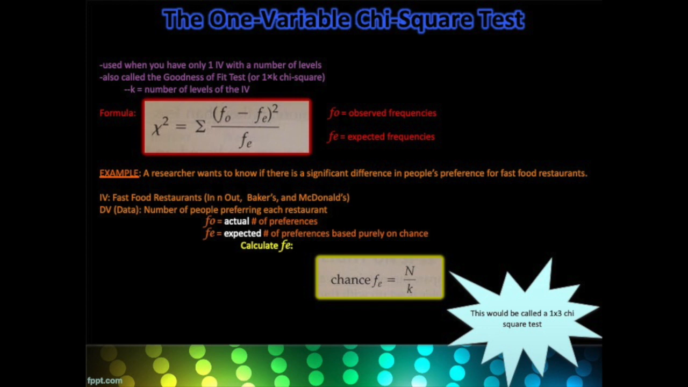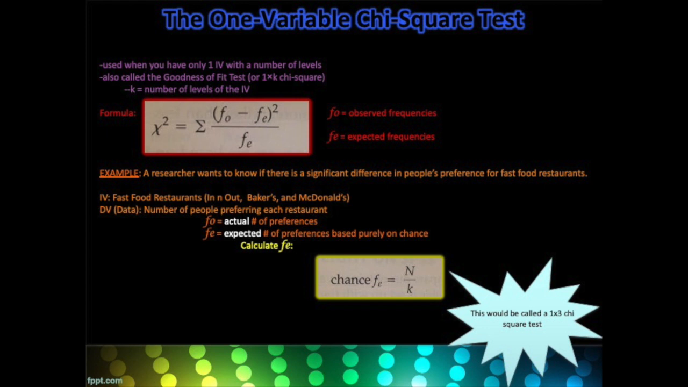And we do that by taking N of 75 divided by K of 3 would be 25. So at any rate, we're expecting there to be 25 people in each group or preferring each type of fast food restaurant.